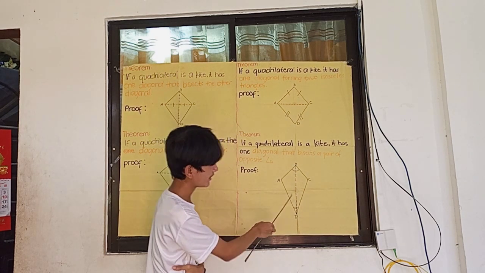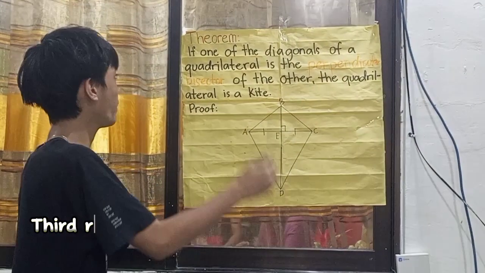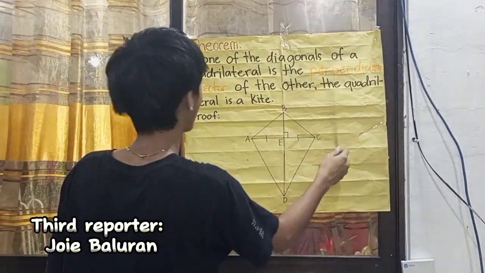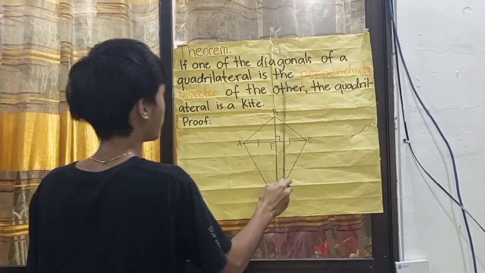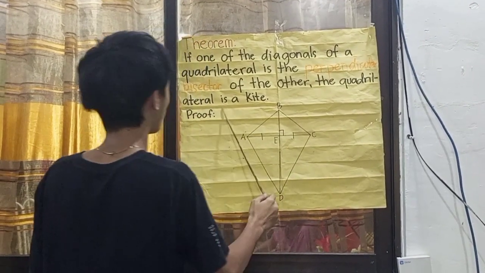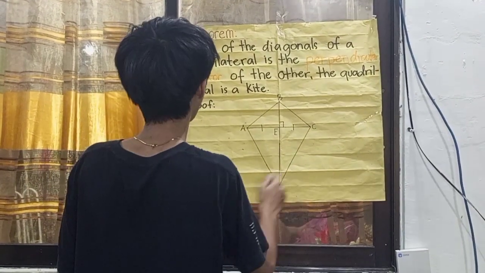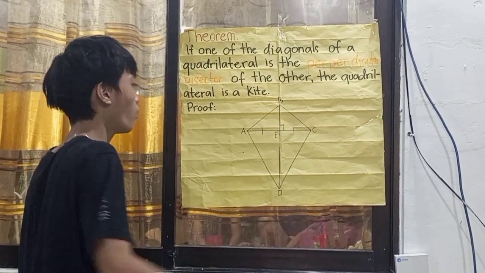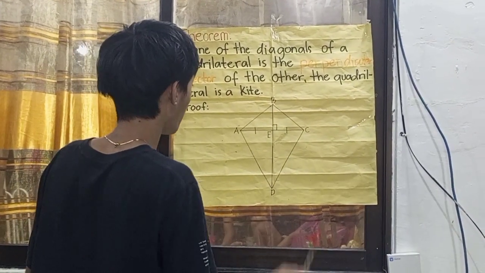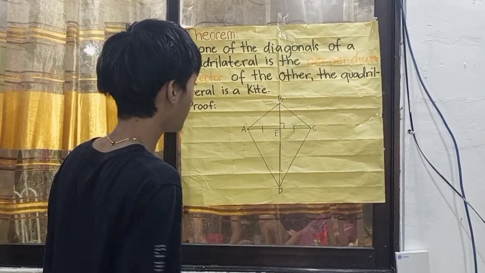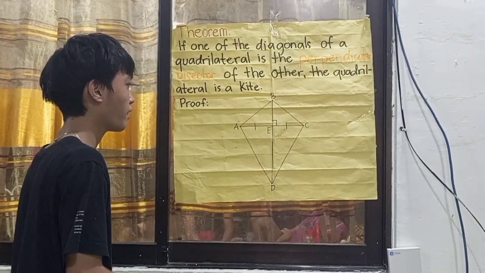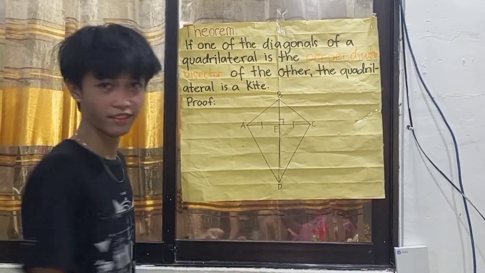Next theorem: if one of the diagonals of a quadrilateral is the perpendicular bisector of the other, the quadrilateral is a kite. Proof: when A, B, C, D bisect each other, they make a perpendicular one right in the middle. That's all.